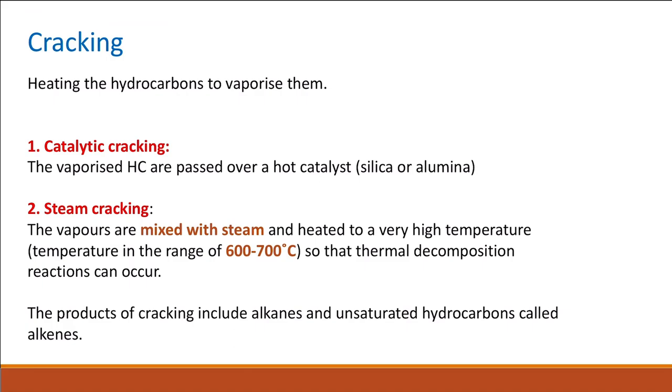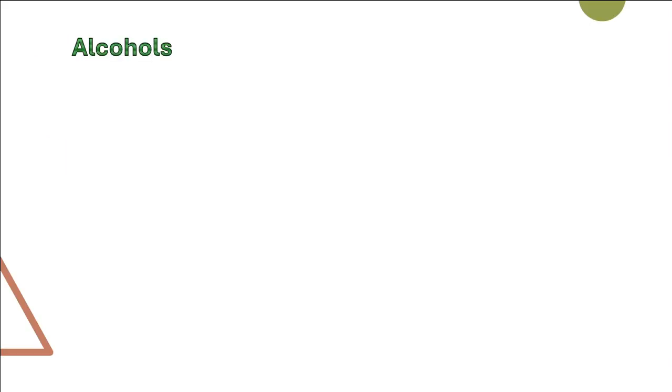So for the conditions for cracking, you would need high temperature, and then you need to use either a catalyst or steam. A catalyst is for catalytic cracking, steam in the case of steam cracking. The products of cracking will be shorter chain alkanes and unsaturated hydrocarbons, which are alkenes.